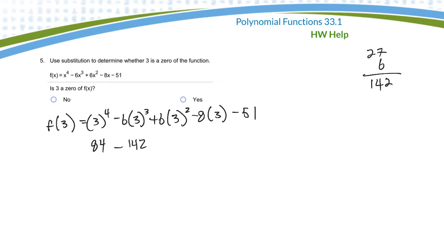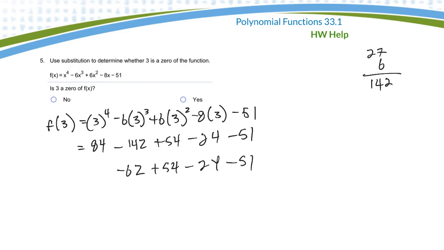Minus 162. 9, that'd be plus 54. Minus 24, minus 51. I don't think you're getting 0 out of that. But do that on your calculator. I have to do it though. Negative 62, plus 54, minus 24, minus 51. So this would be negative 8, minus 24 would be negative 32, minus, yeah, you're not getting a 0 out of that. No.